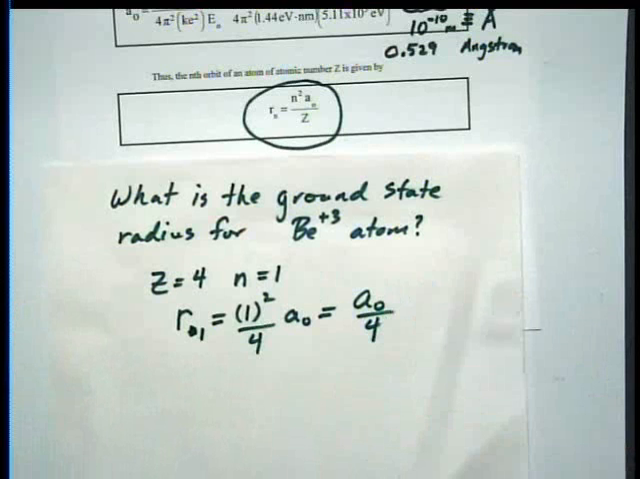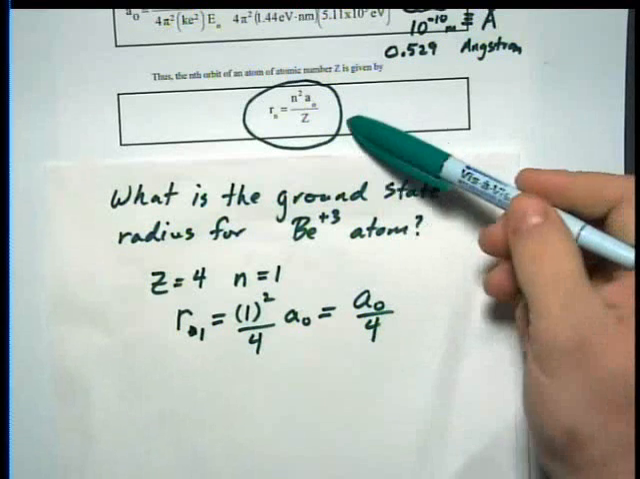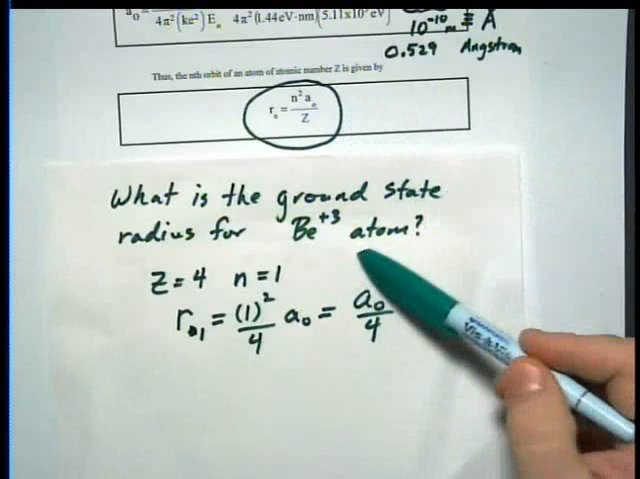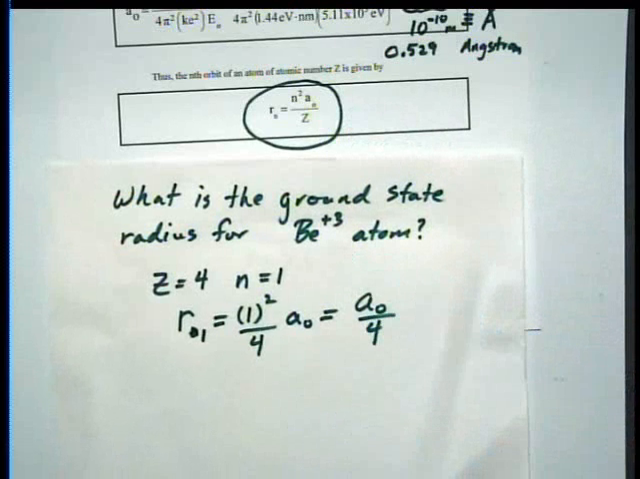Plug in the value of a naught. It's a little bit more than 1/10 of an angstrom. All right, simple calculation. Make sure that you know you can apply that formula to a problem like this. I give you a lithium, I could give you a beryllium, I could give you a boron. I'll give you some sort of single electron atom, and I'll ask you to calculate the radius for it.